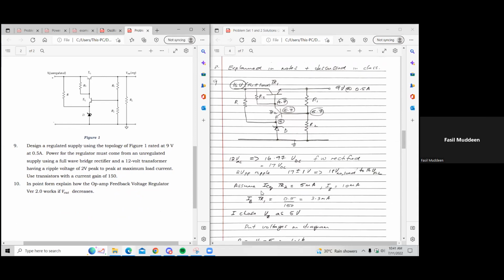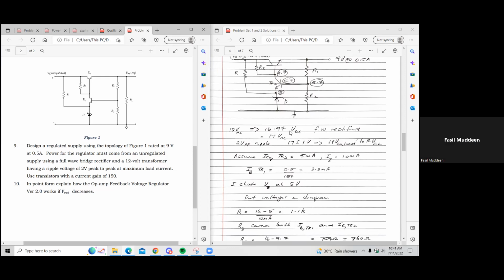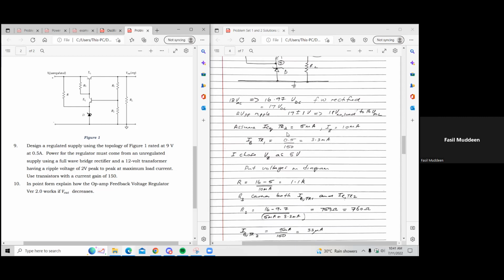12 times root 2 is how much? 16.97, right? So the unregulated DC voltage at no load will be about 17 volts. Then the 2 volts. I think I corrected that in a later solution. If it's a 2 volt peak to peak ripple, then the peak voltage is 17 volts, and so the 2 volts peak to peak means it will actually be 17 minus 2.